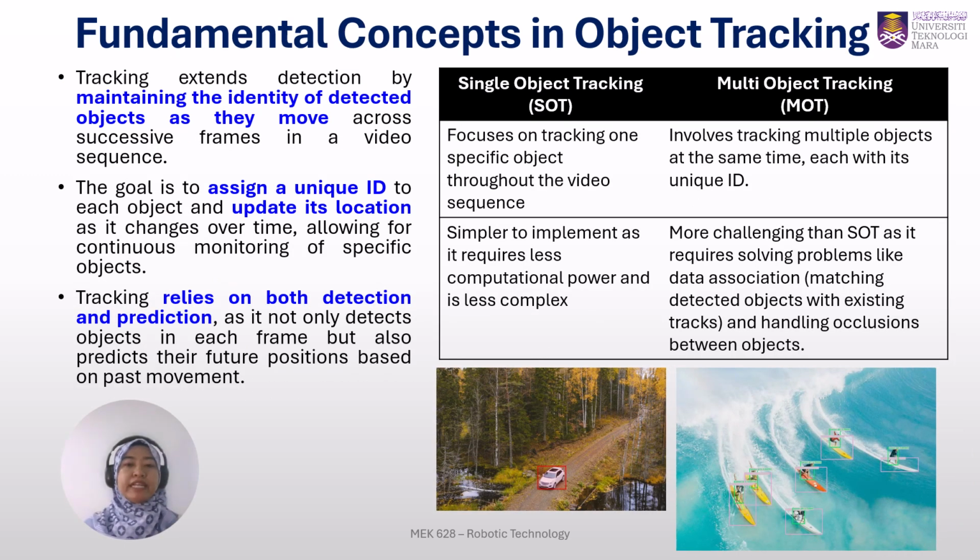And then we have single object tracking, and we also have multi-object tracking. For multi-object tracking, you need to assign a unique ID to each object. But for single object tracking, you don't have to assign any ID, because you just track one object in that frame.